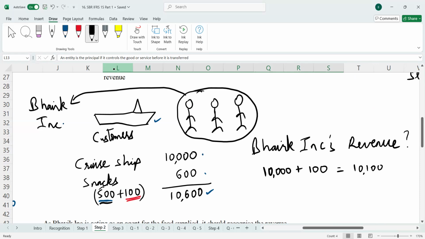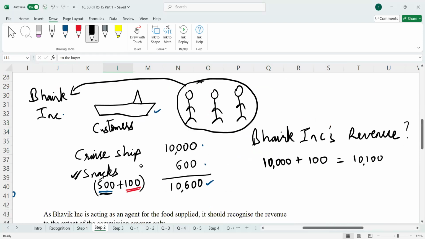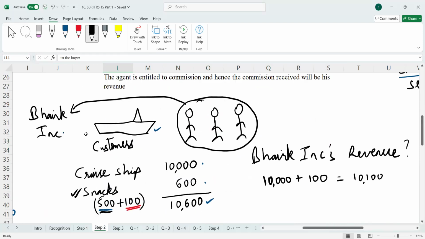Another thing, do I control these goods and services before they are being sold to the customer? The third parties control this, right? So an entity is a principal if it controls the goods or services before it is transferred to the buyer. So the third party is a principal over here. So see, Bhavik here is acting in two behalves. He is playing a double role. Firstly, he is a principal for the cruise ship services provided, and he is acting as an agent for the other services that are being provided. So Bhavik will recognize a revenue of 10,100. The third parties will be recognizing revenue of 500. Understood? So this is how they can twist some questions. So you'll have to analyze the situation thoroughly.